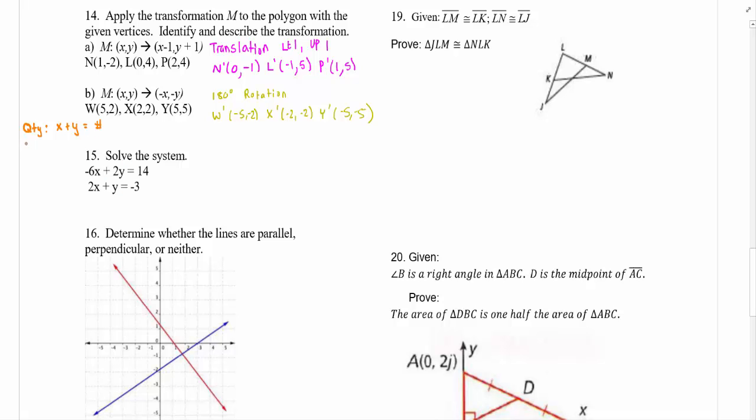The other type is going to be a relationship. A relationship is always going to be y or x equals some stuff. They may say y is twice as much as x plus 2. So that would be 2x plus 2. Okay, and that gives you a relationship.